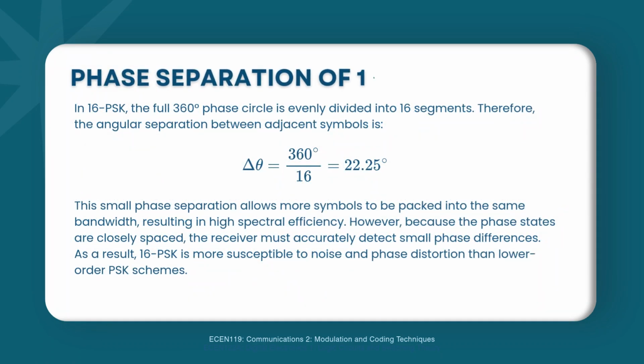Now we have the phase separation in 16 PSK. In 16 phase shift keying, the complete 360 degree phase circle is divided equally into 16 discrete phase segments. As a result, the angular separation between adjacent symbols is given by delta equals 360 over 16, which is equal to 22.5 degrees. These relatively small phase separations allow a great number of symbols to be transmitted within the same bandwidth, leading to high spectral efficiency. By encoding more bits per symbol, 16 PSK achieves higher data rates without increasing the symbol rate.